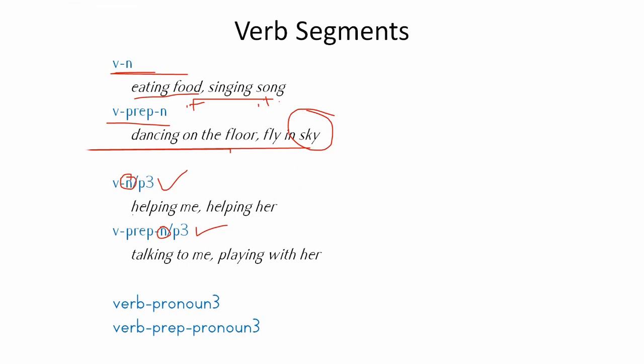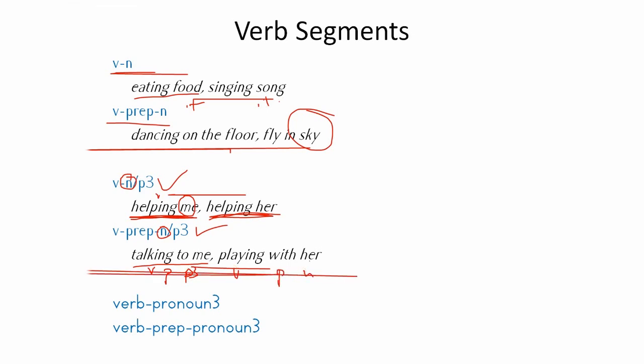సో హెల్పింగ్ మీ, హెల్పింగ్ హర్, వర్బ్ తర్వాత నౌన్, కానీ ఇది ప్రొనౌన్ త్రీ వచ్చింది. ప్రొనౌన్ త్రీ కూడా ఒక సబ్స్టిట్యూట్ ఫర్ అ నౌనే కాబట్టి ఈ వర్బ్ అండ్ ప్రొనౌన్ త్రీని మనం ఒక వర్బ్ సెగ్మెంట్గానే గుర్తించాలి. అలానే టాకింగ్ టు మీ, సో వర్బ్ ప్రిపోజిషన్ నౌన్ వచ్చేది కానీ ఇక్కడ వర్బ్ ప్రిపోజిషన్ ప్రొనౌన్ త్రీ వచ్చింది. ఇక్కడ కూడా అలానే వర్బ్ ప్రిపోజిషన్ నౌన్ రావాలి.